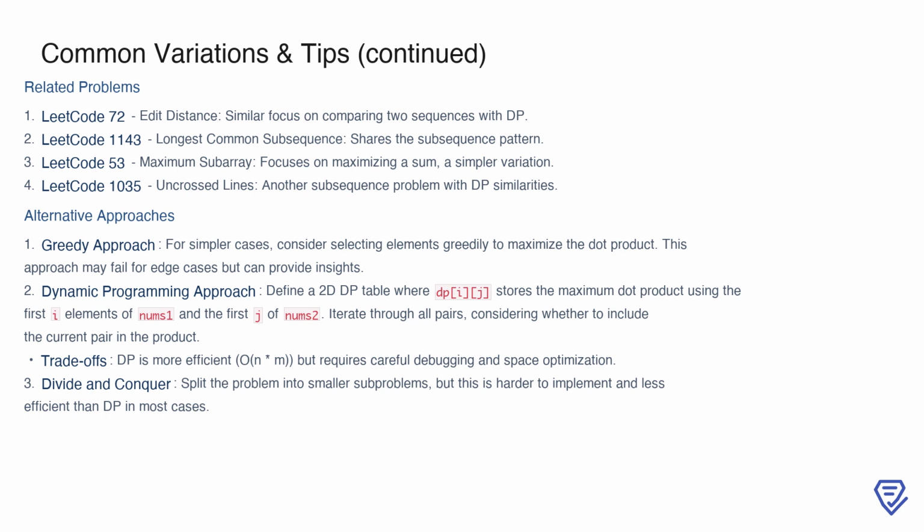As for alternative approaches, a greedy solution might work for simpler cases by selecting elements that maximize the dot product at each step. However, this approach often fails in edge cases where decisions at earlier steps limit future options. Dynamic programming remains the most robust approach, where you define a 2D table, dp[i][j], to store the maximum dot product for given prefixes of the arrays. This method is efficient, with a time complexity of O(n*m), but it requires careful implementation to avoid bugs.